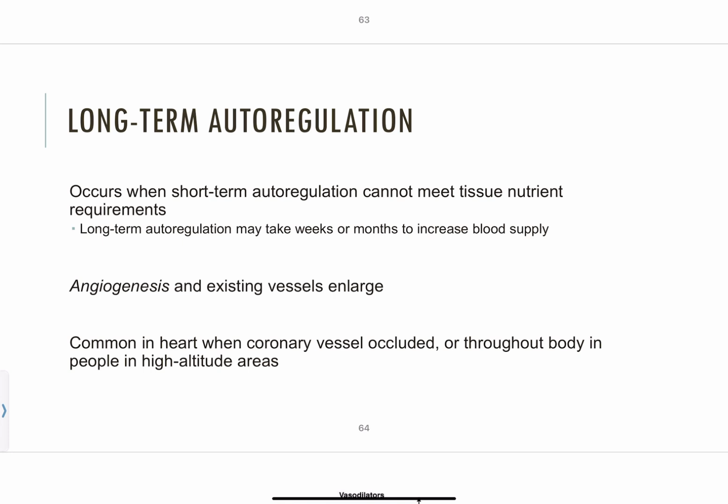It does take a long time, a couple weeks or even months, but our body can actually grow new blood vessels. This is a process called angiogenesis. It can also enlarge existing vessels that we have. This is also an important thing that occurs in the event that somebody has a chronic heart condition, or even people who move to a high altitude area where the oxygen levels are a lot lower. So it's basically your body's way of slowly adapting to make sure that all of your body tissues still get what they need.